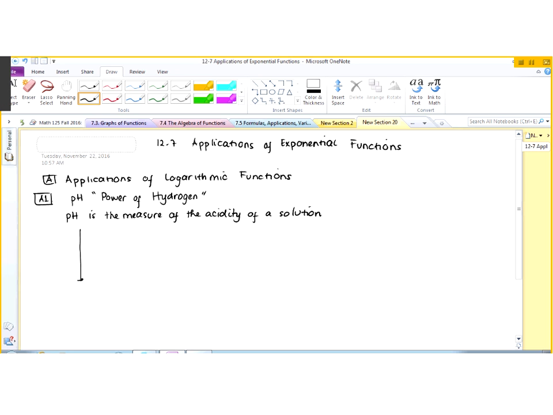So pH actually goes from 0 to 14. And then 7 is neutral. Between 0 and 7 is acidic. And in between 7 and 14 is basic.